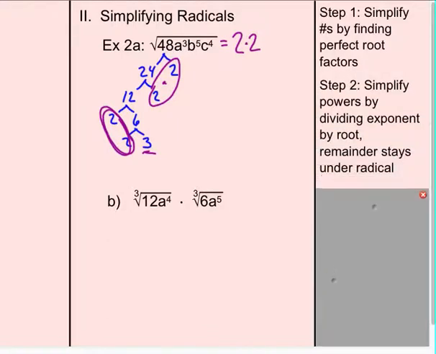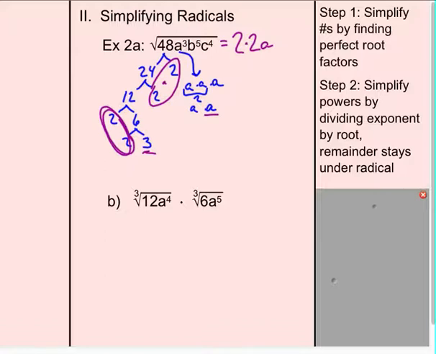For simplifying the variables, you divide the power by the root. So think about it this way. If I were going to do my factor tree on A, I would have A times A times A. Or I could think about this as A squared times A. And when I take the square root of A squared, I get A. So A comes out, and then I'll have this A left under the radical. If I take 3 divided by 2, I have 1, with a remainder of 1, and that remainder is what will go under the radical.